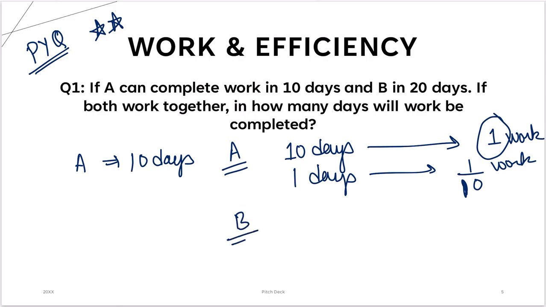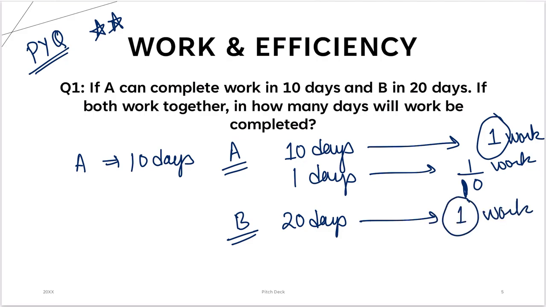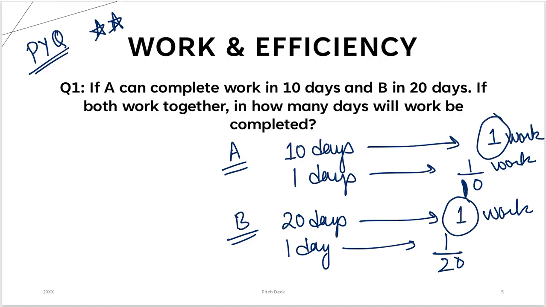B is the other person. He takes 20 days to complete the same work. This is the same house, so 1 is the work. In 1 day, how much work can B do? He can do 1 by 20. I hope this is clear. 1 by 10 and 1 by 20 is the amount of work they are individually doing in 1 day.